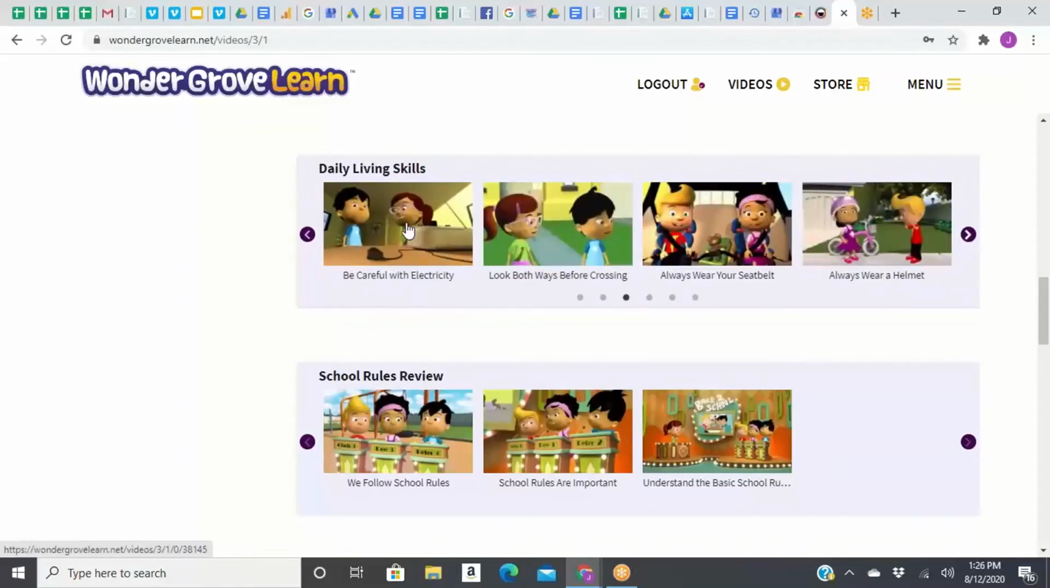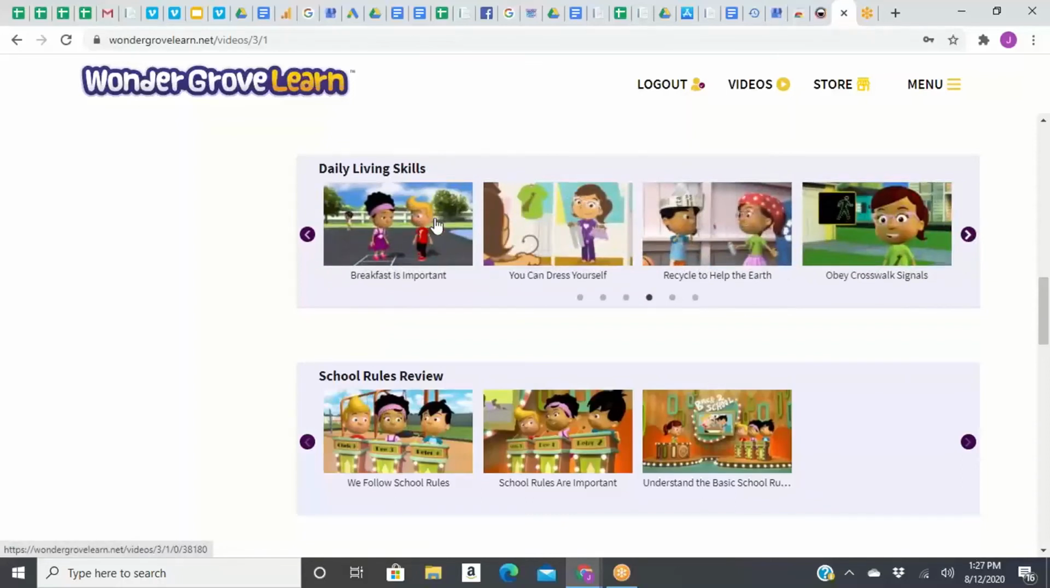Be careful with electricity. My daughter is watching this one a lot because she really wants to plug things in by herself. So this one helps her. Look both ways before crossing. Always wear your seatbelt. Always wear a helmet.